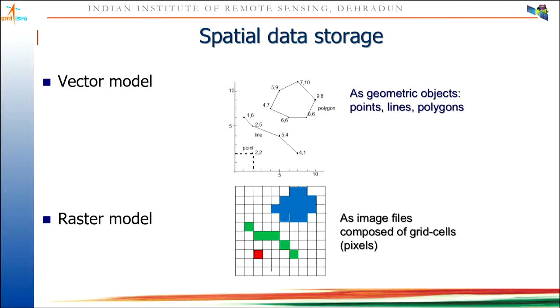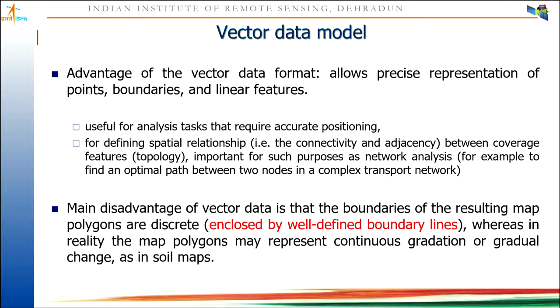Now I will not go into detail of vector and raster data, because it was already discussed in the last module, the GIS data module, where we discussed what vectors and rasters are. In the vector data model, you use three geometries, point, line and polygon, to represent your geographical features. In the raster data model, you use the picture element or pixel to represent the geographical features. These are the two data models, and both have their own advantages and disadvantages.